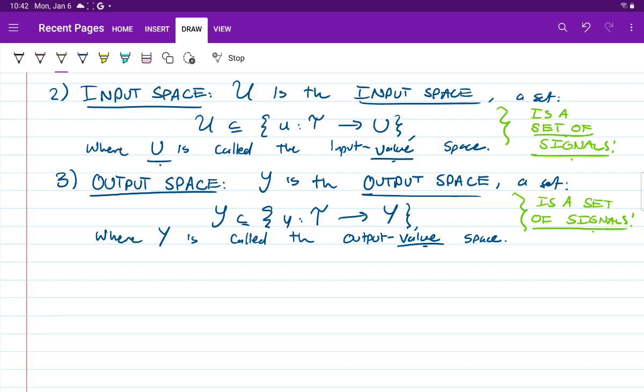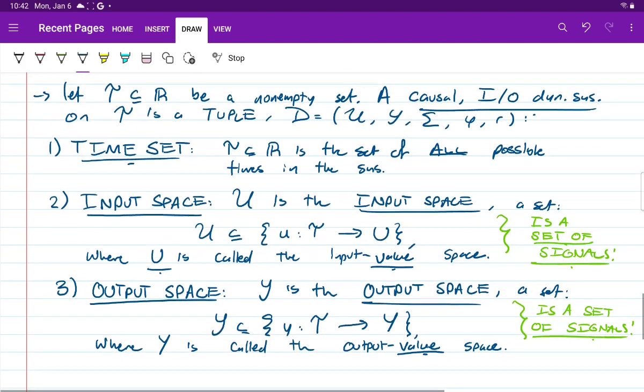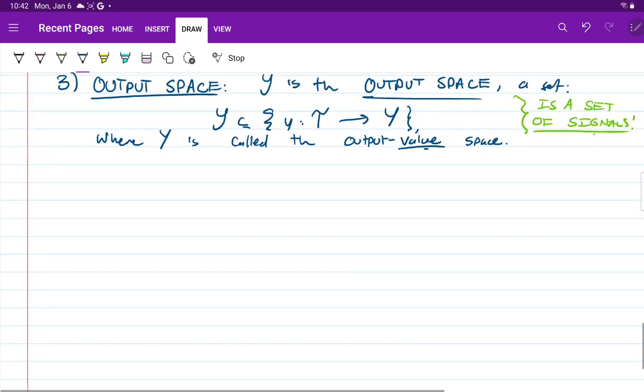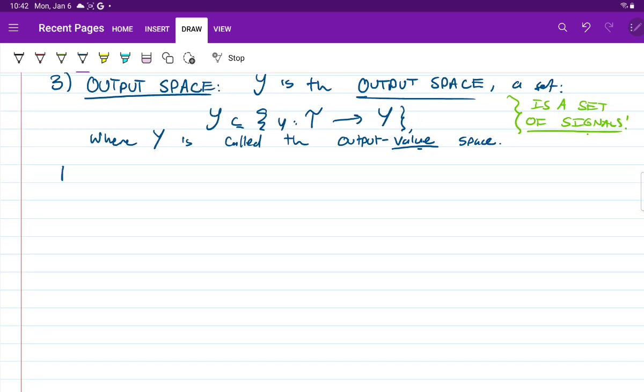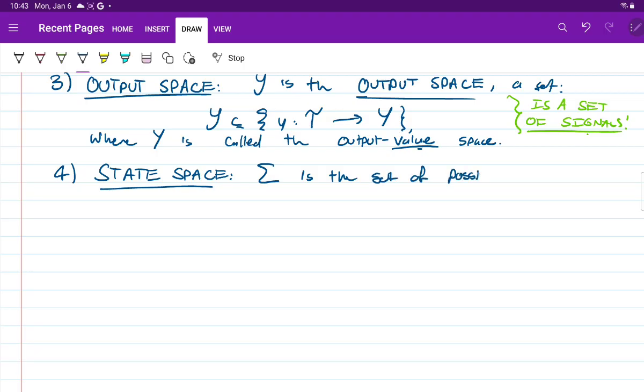Okay. What else do we have? Well, next we have a set called sigma. And sigma is the state space. All right? So as opposed to being a set of signals, state space is just a regular set. All right? So what we have is that sigma is the set of possible states of the system.